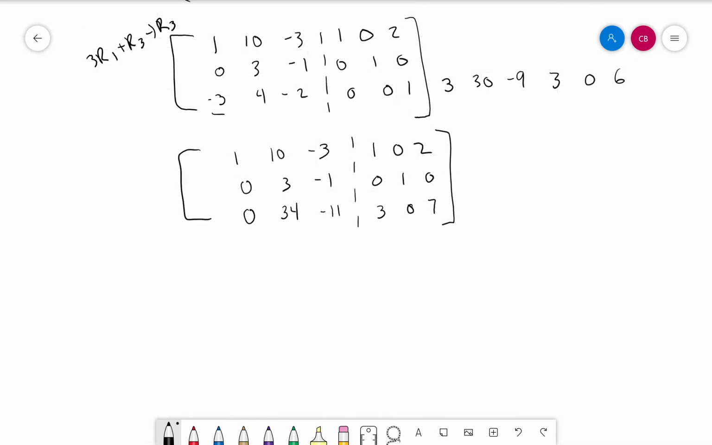Okay, so now what I'm noticing is 3 and 34, if you divide by 3 or 34, you're going to get fractions. We don't want fractions. So what I can do is make this 3 go into 33, and then subtract that from 34 to get a 1. So I'm going to switch row 2 and row 3. This is 1, 10, negative 3, 1, 0, 2. The trick is I'm just trying to get a 1 in that second position, second row. 0, 34, negative 11. I'm just switching the rows.